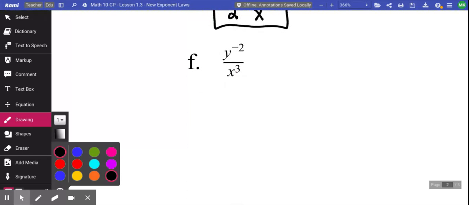Okay, let's try F. Yep. If you look at F, you have one negative power. That negative power is y to the negative 2. You need to move that negative power to the other side of the fraction. If there's nothing on the top anymore, you put a 1 on top. The denominator would be x cubed y squared.